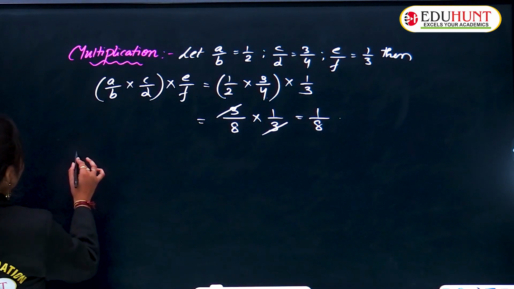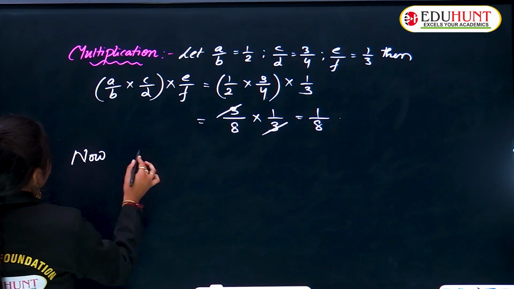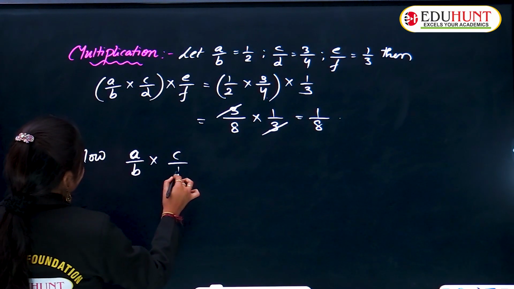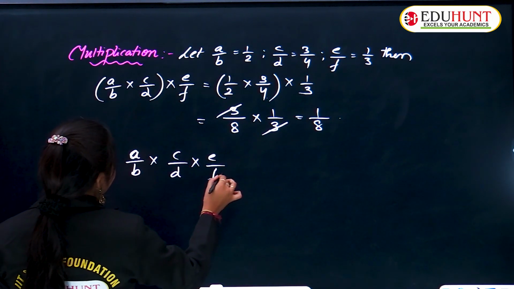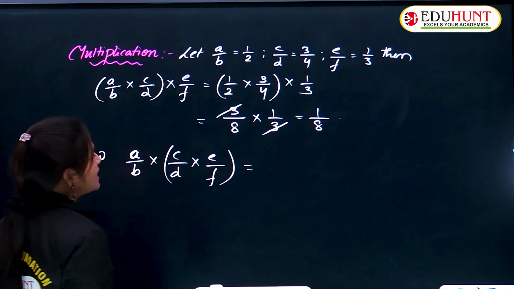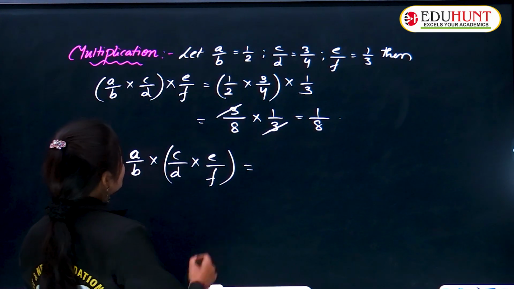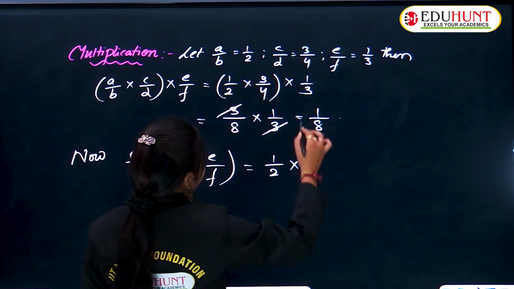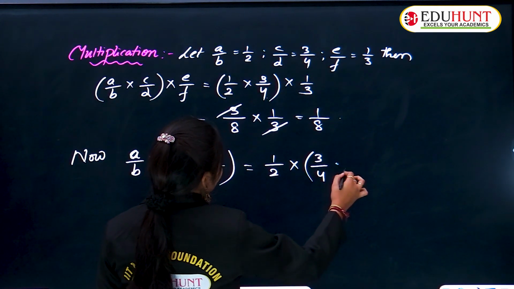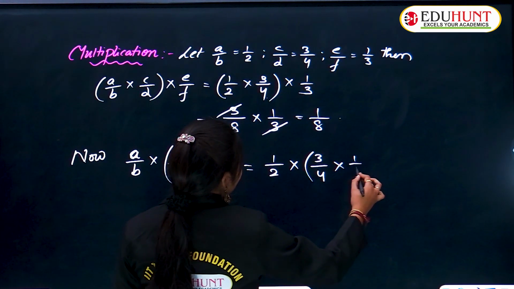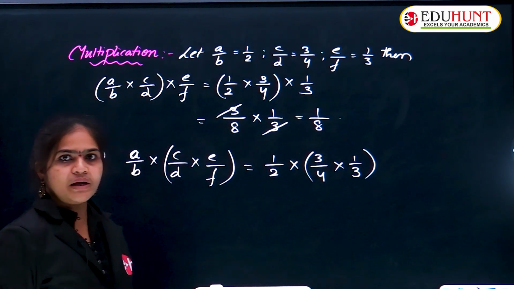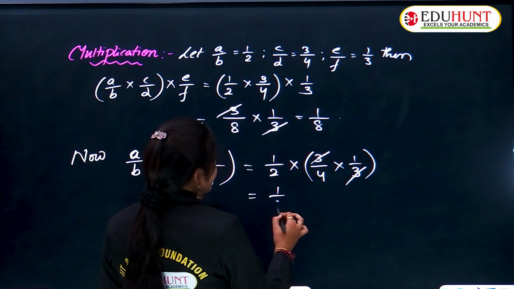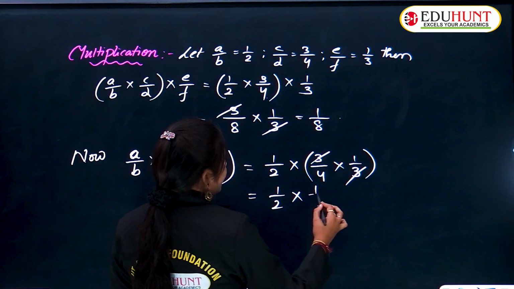Now A by B into C by D into E by F. Now we have to group C by D and E by F. A by B is 1 by 2, C by D is 3 by 4, and E by F is 1 by 3. Any cancellations possible? Yes, 3 and 3 get cancelled. 1 by 2 into 1 by 4.